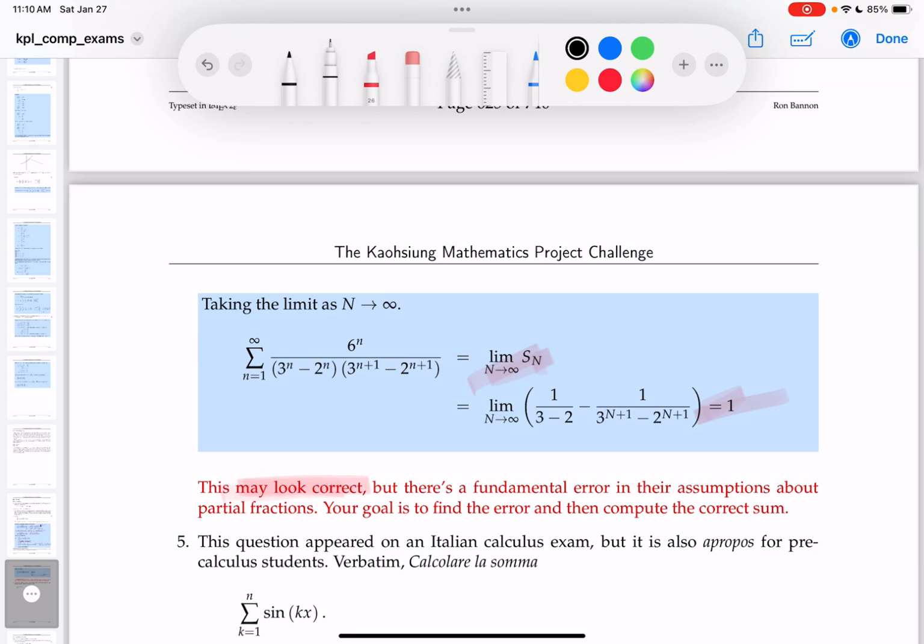it's a partial fraction problem. It could be. The problem is, what are the partial fractions? And that might be tough to come up with. Your goal is to find the error. We just did that, and compute the correct sum.